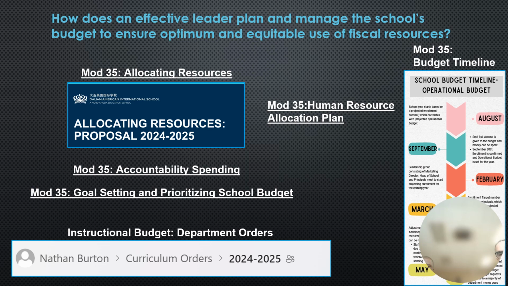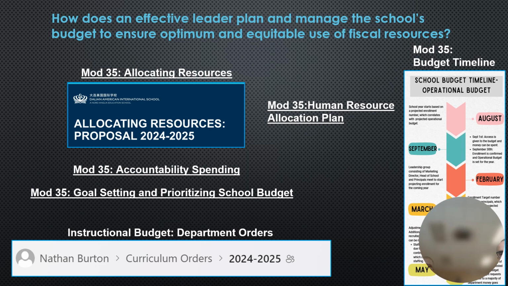How many students are we going to have next year? Do we need to add one science position? Are we going to add a part-time social studies position? Do we need more EAL support staff? Those are all issues that we have to deal with.